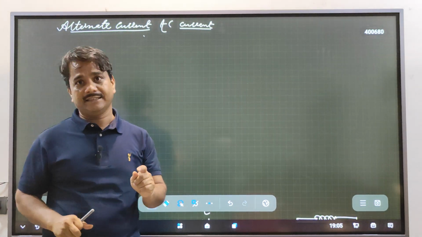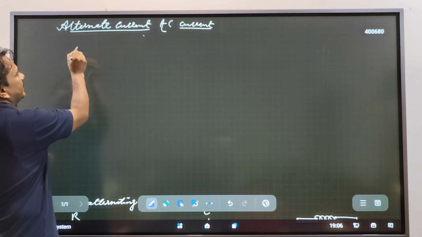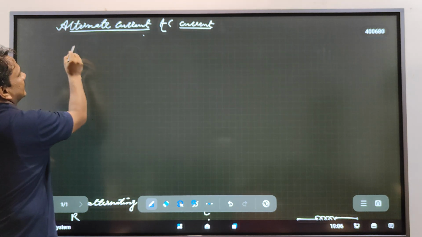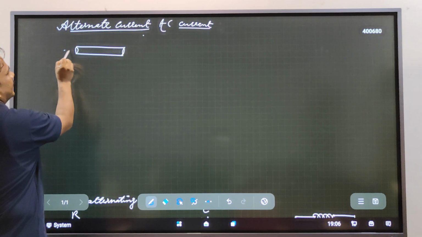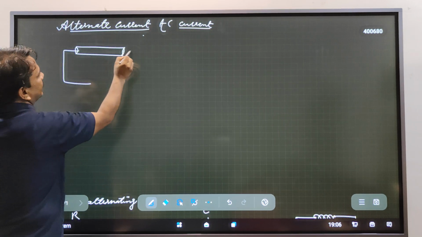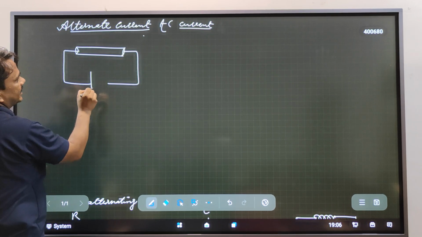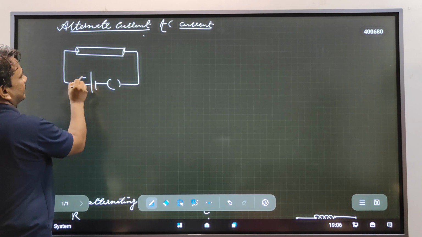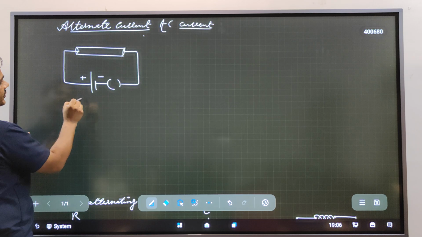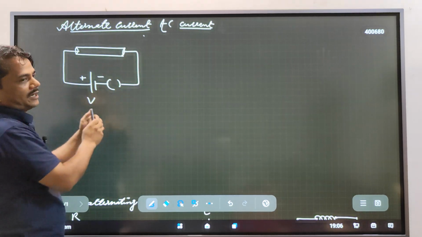Alternating current. Simply this, if we take a conductor and apply a potential difference, a direct potential difference, with a switch, positive and negative, then when the potential difference is applied, the current starts flowing.